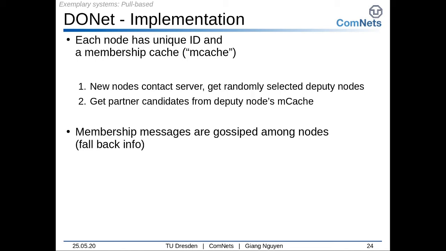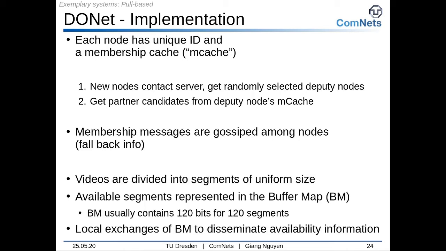The membership information is gossiped, or in other words forwarded among the peers in the system. The goal is first to inform the others that a certain peer is available, and if after some timeout a peer doesn't receive any updated information from a certain peer, then that peer will be removed from the membership cache, and the peer will request a new member.